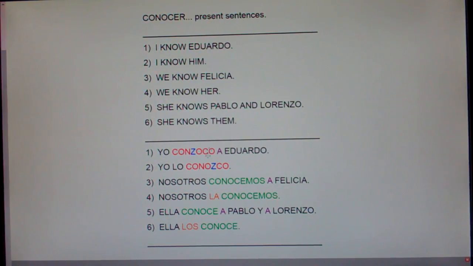So again, anytime you're knowing people, you need a personal A. Unless you're knowing him, her, or them. Okay? Hopefully that helps you understand using the verb conocer and the direct object pronouns lo and la, los and las. Great.